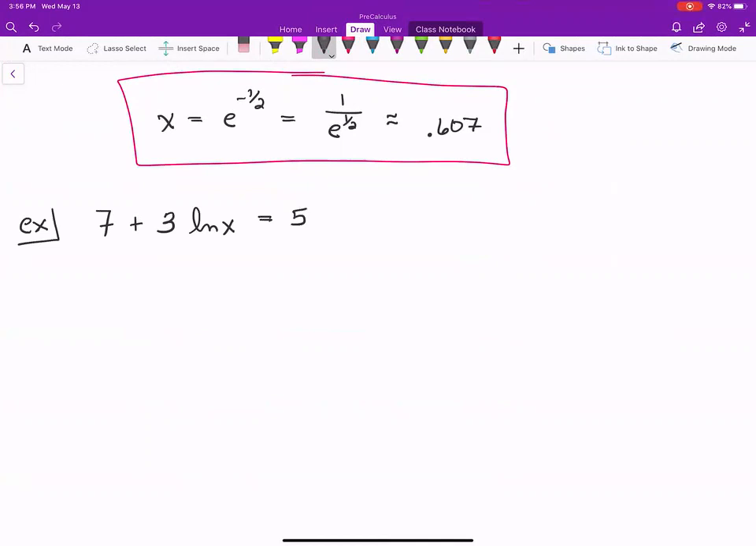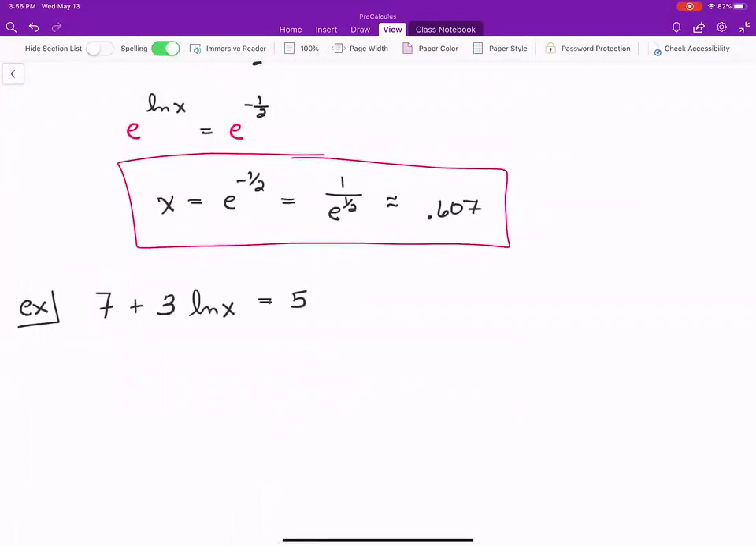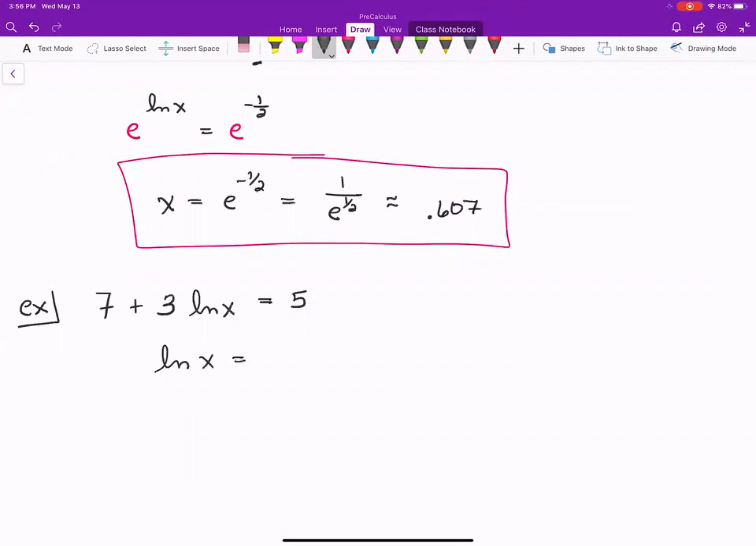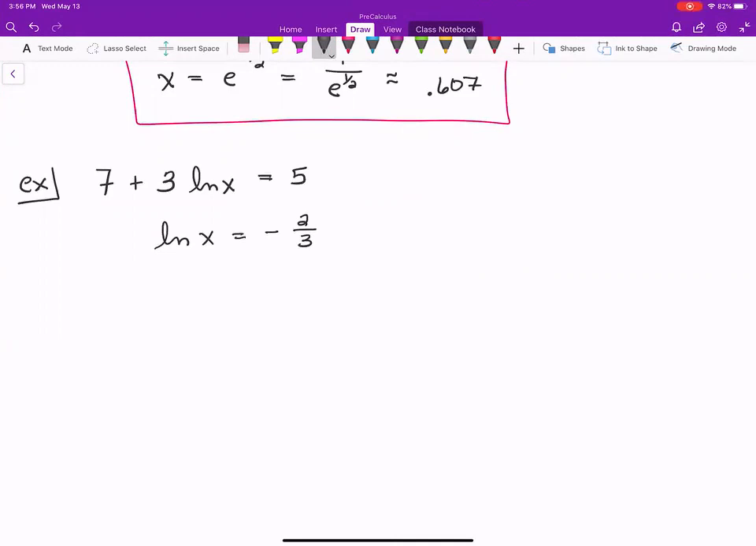All right, so first thing is subtract the 7 and divide by the 3. Subtract the 7, divide by the 3, so that'll be the natural log of x equals negative 2 over 3. Remember, logs can be equal to negative numbers. Then exponentiate both sides. So when I do that, it would be e raised to the natural log of x and e raised to the negative 2/3, which means that I would have x equals e to the negative 2/3, which is not a negative number. It's really 1 over e to the positive 2/3, which would have been approximately 0.513.